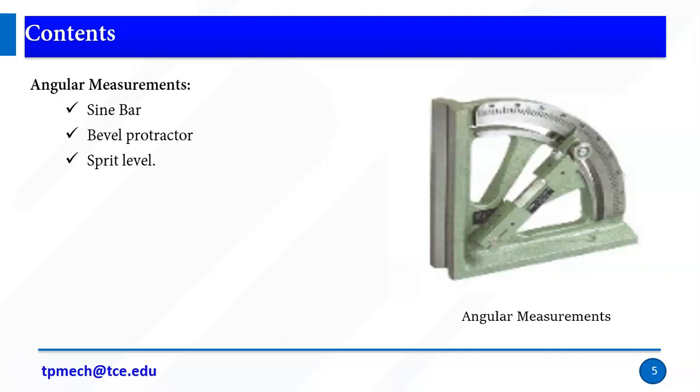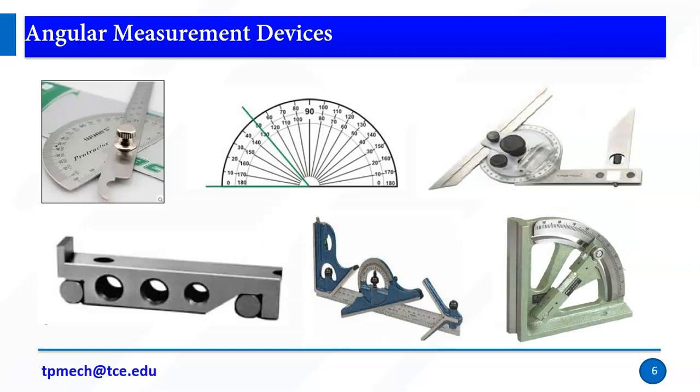We have a variety of components like sine centers and the autocollimator to measure angular dimensions, but now we are going to see only three: sine bar, bevel protractor, and spirit level. These are some of the devices we can use to measure angle. This is a clinometer. This is an ordinary protractor. This is a vernier bevel protractor. This is an angle plate, a sine bar, and so on. These are some of the components we can use to measure angles of a component.